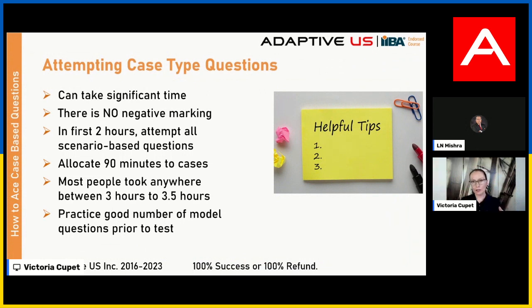So scenario-based questions are quick: a paragraph with a few sentences, question, answer. And then there are the longer ones, and for the longer ones you need a different strategy. Okay?